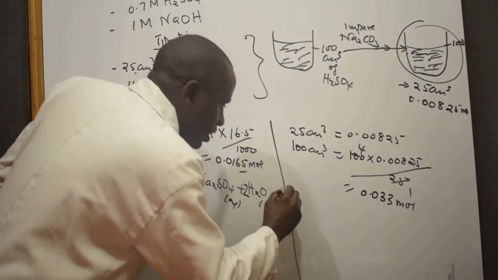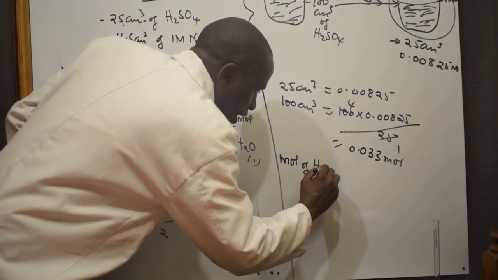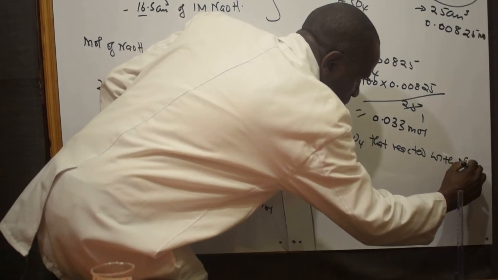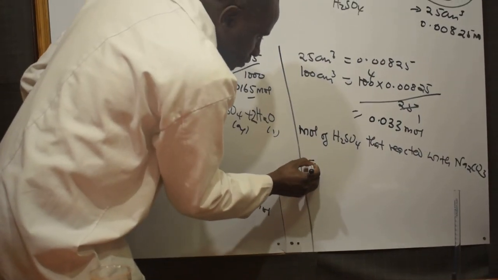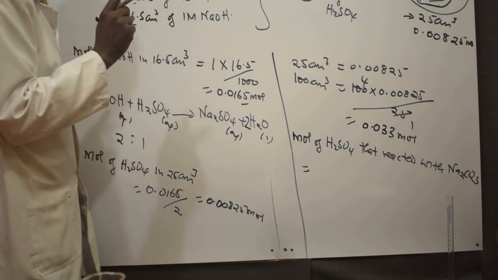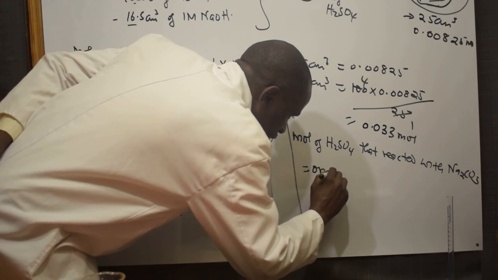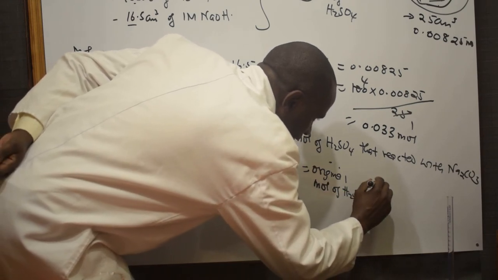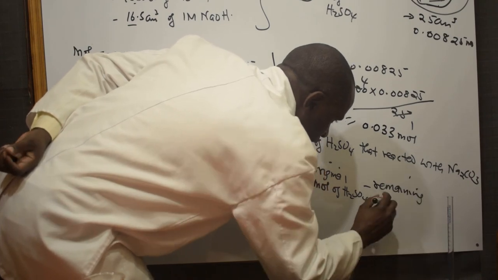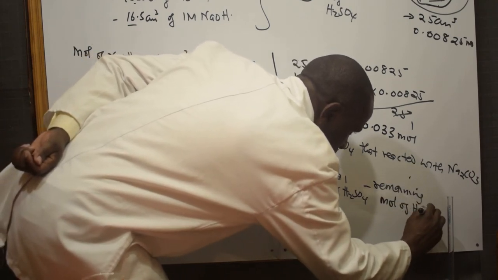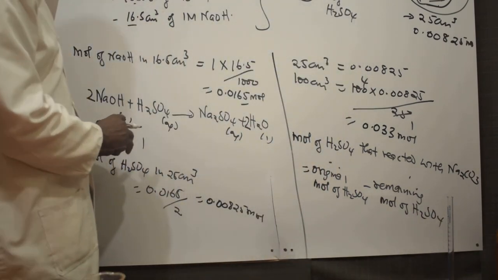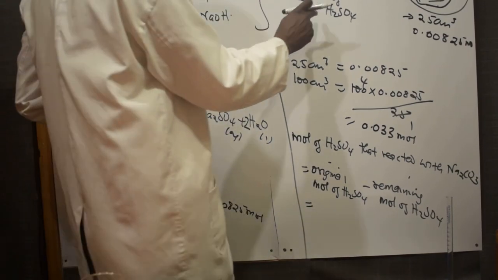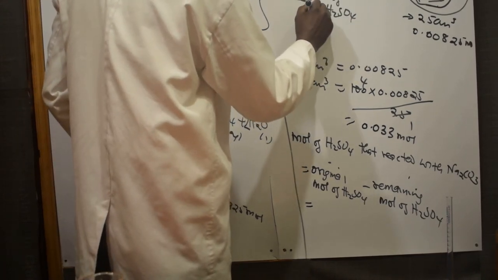Now, to work out the moles of sulfuric acid, the moles of H2SO4 that reacted with my impure sodium carbonate, I'm going to work from the original. Look at that. The original moles of sulfuric acid minus the remaining moles of sulfuric acid. Now, the original we can work out, because remember we knew the molarity of H2SO4, it was 8.7 molar.